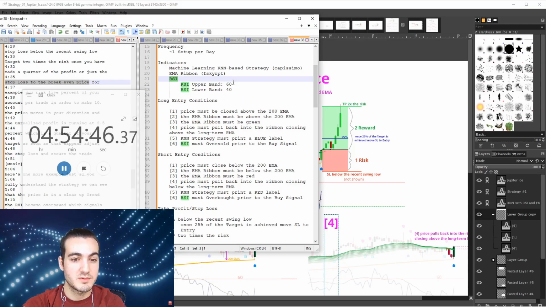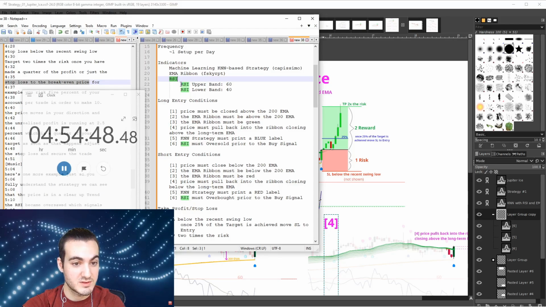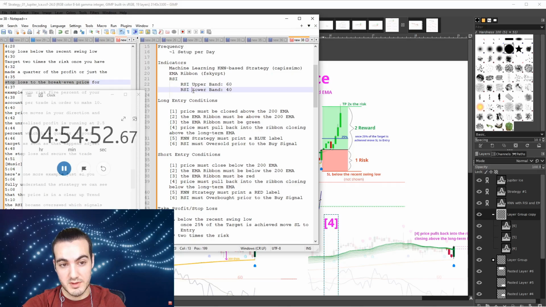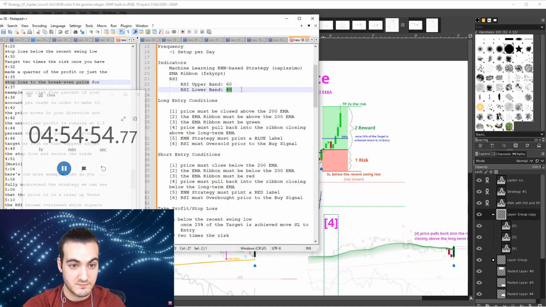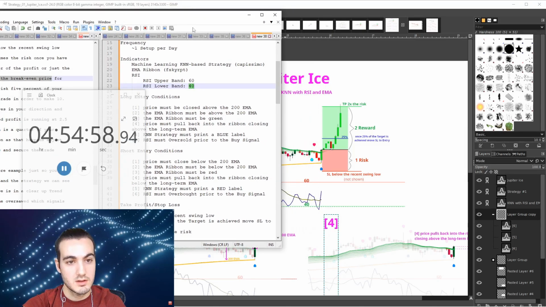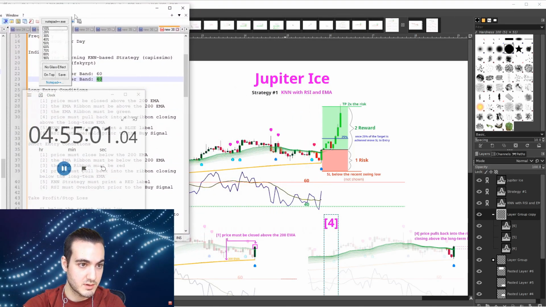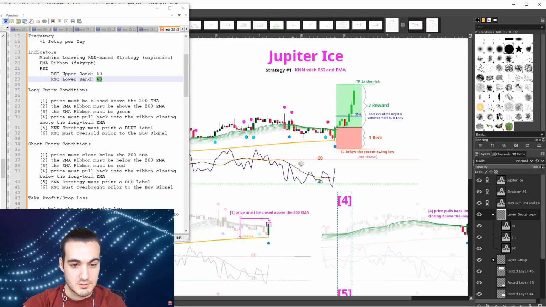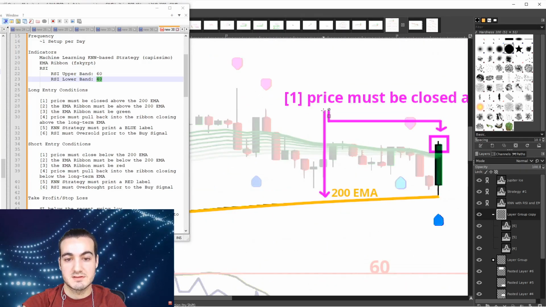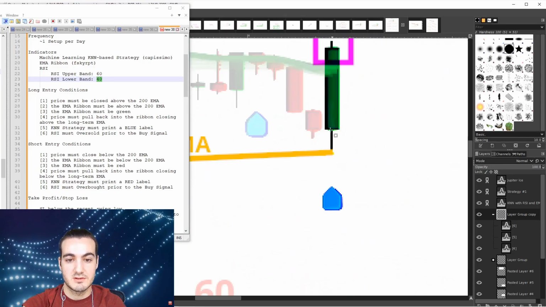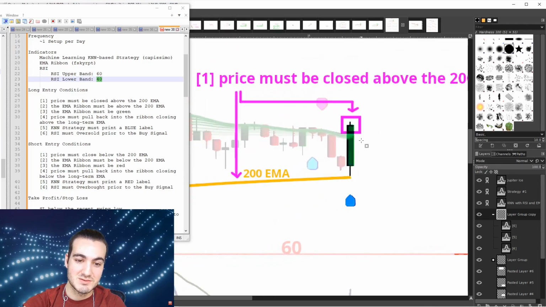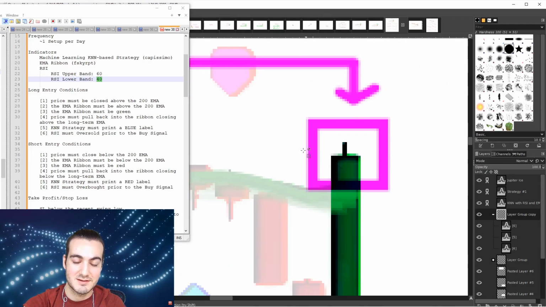The RSI will be adjusted from the default values of the upper band being at 70 and the lower band being at 30 to 60 and 40 respectively. So to enter a long, let me pin this to the top. There are 6 steps. The first step is that price, right here, must close above the 200 period EMA.